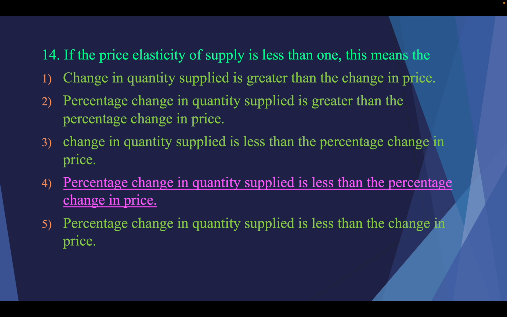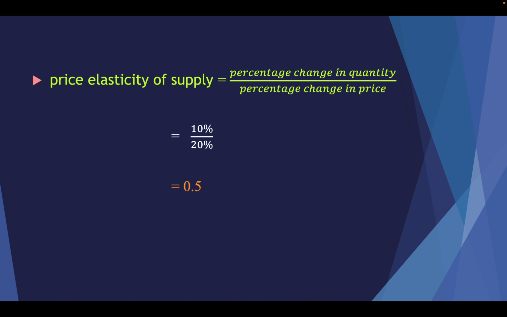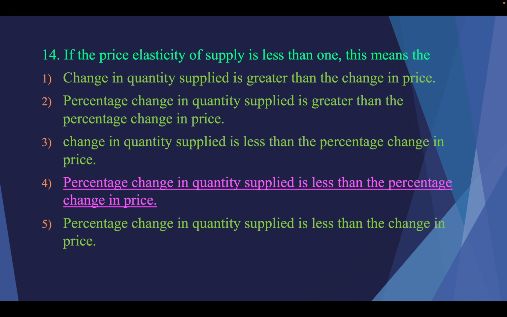Now you have to remember the way of calculating the elasticity. There are two equations. One equation is delta Q divided by delta P, multiplied by P divided by Q. The other equation is this one: price elasticity of supply equals percentage change in quantity divided by percentage change in price. Why do we get this answer? We use this equation to calculate these answers, because your answers have this equation mentioned here.